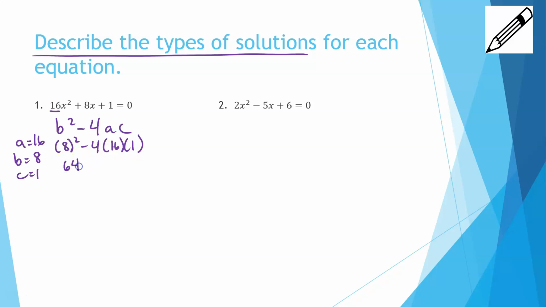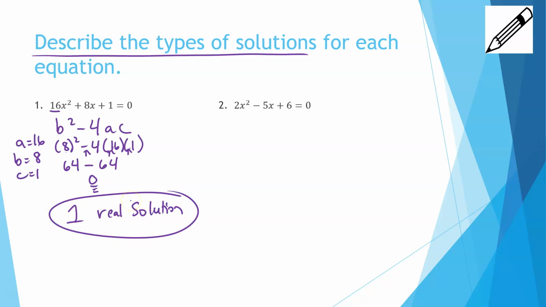Again, I do recommend just typing that all into a calculator with the parentheses. Otherwise, if I do it one step at a time, 8 squared is 64. Of these three pieces, there's only one negative, which means it's minus, and 4 times 16 is actually 64 as well. So I would just get 0. Now again, all we're looking for today is, because my discriminant is 0, the answer is that there will be one real solution.